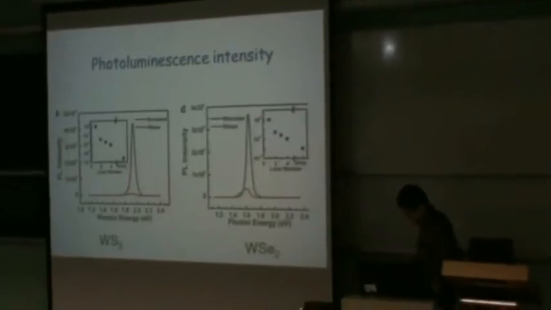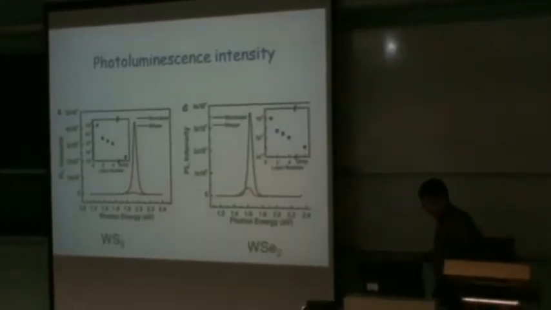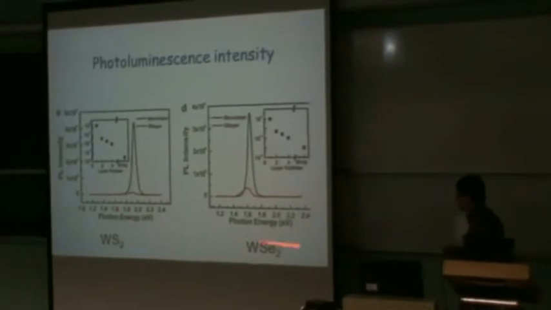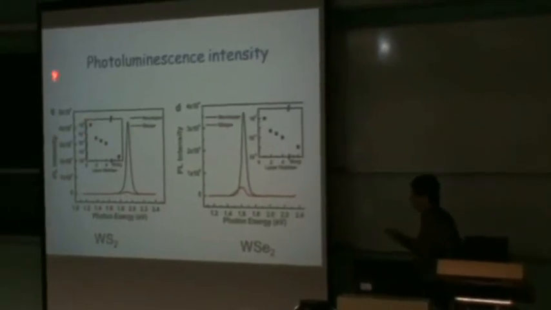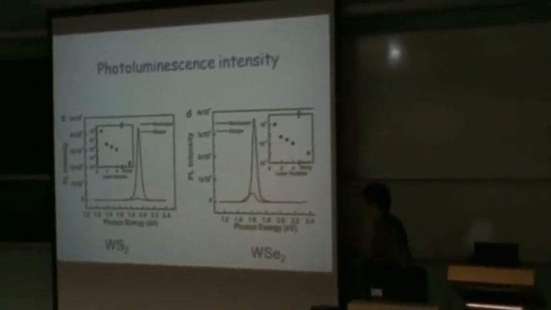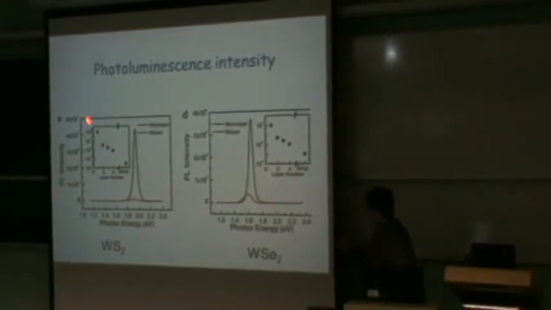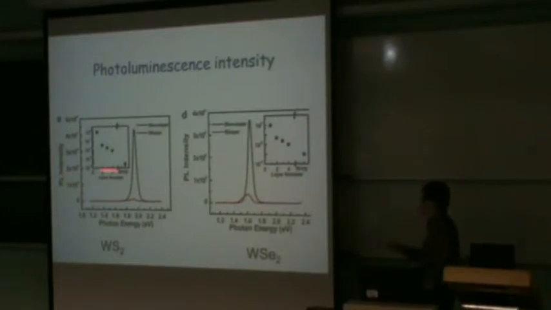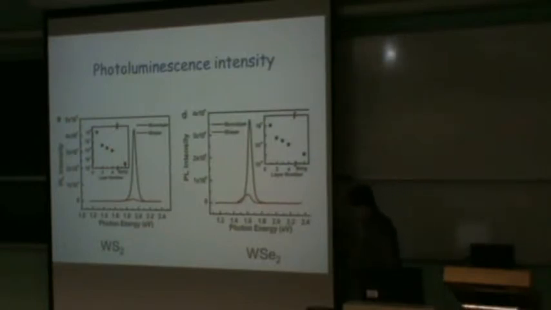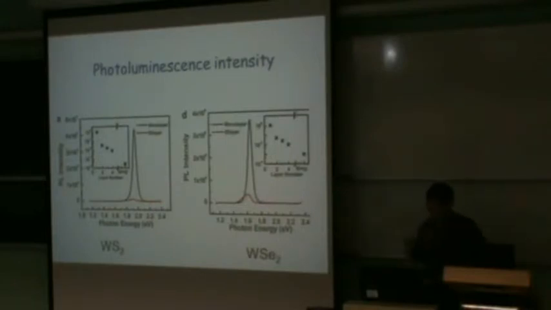Well, we extended the same experiment to tungsten selenide and tungsten sulfide. You can see the result is pretty much the same. And here is the photoluminescence efficiency as a function of the layer thickness. This one is on a log scale. That's nothing surprising, because most people believe the dichalcogenides pretty much share similar physical properties.